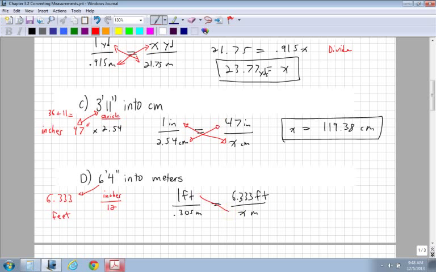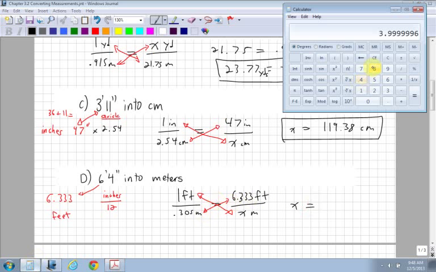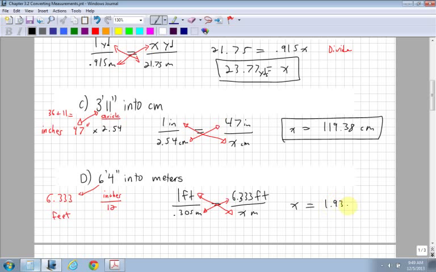So again, I cross multiply, and I get 1 times x again. Remember, 1 times x is just x, so we can just put x is equal to, and then I multiply those two values, so I have 6.333 times 0.305, which is about 1.93. And that is into meters. And I'm done, because I don't have to divide anything.